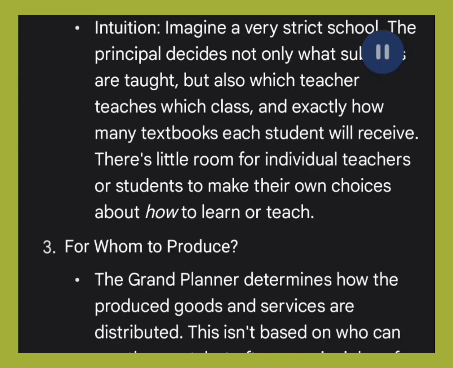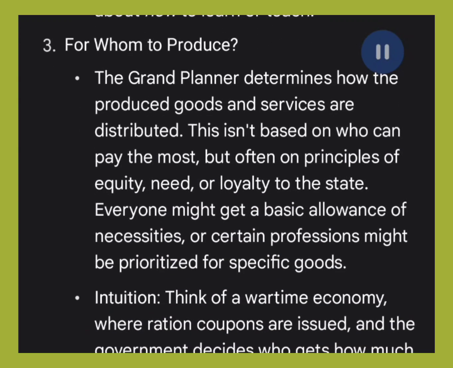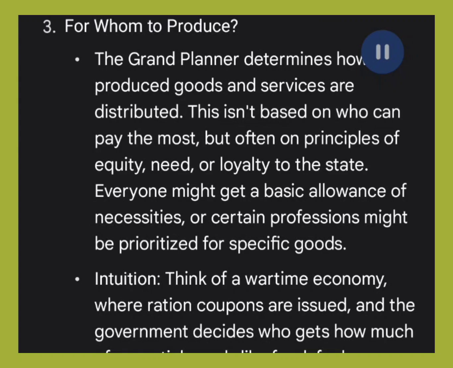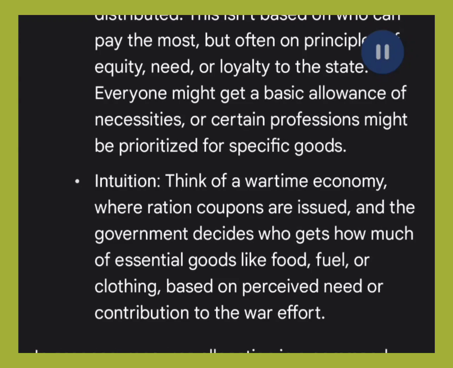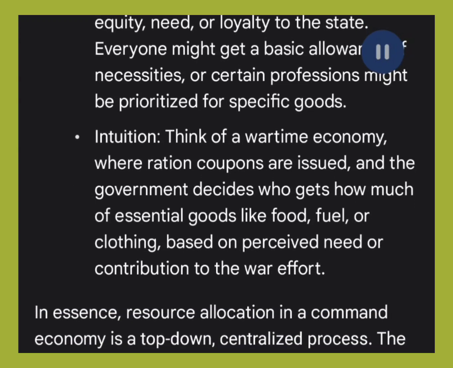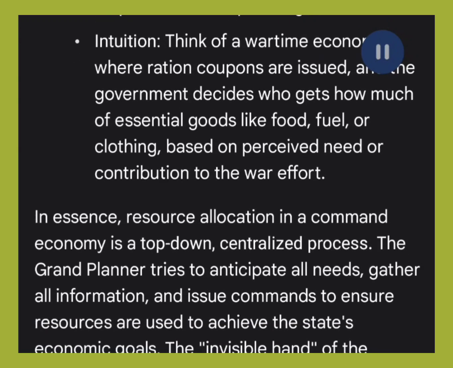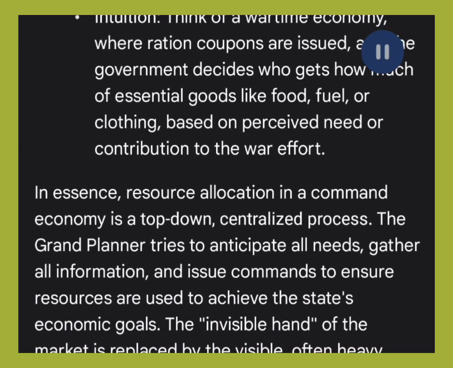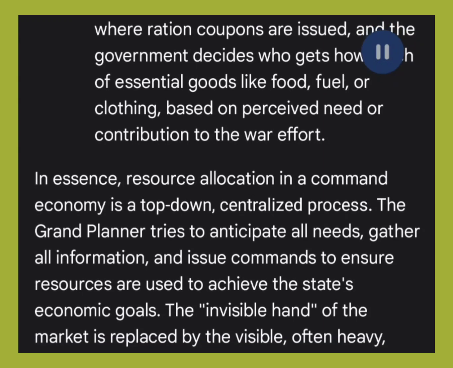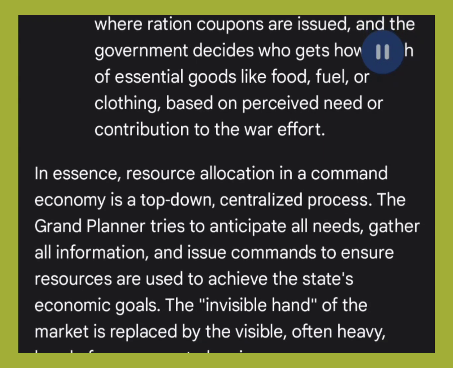3. For whom to produce. The grand planner determines how the produced goods and services are distributed. This isn't based on who can pay the most, but often on principles of equity, need, or loyalty to the state. Everyone might get a basic allowance of necessities, or certain professions might be prioritized for specific goods. Intuition: think of a wartime economy, where ration coupons are issued, and the government decides who gets how much of essential goods like food, fuel, or clothing, based on perceived need or contribution to the war effort.